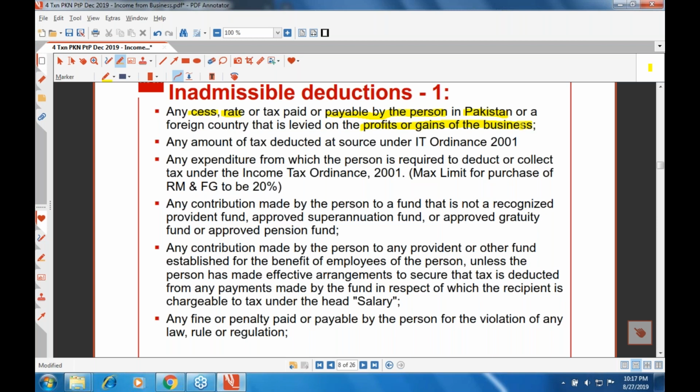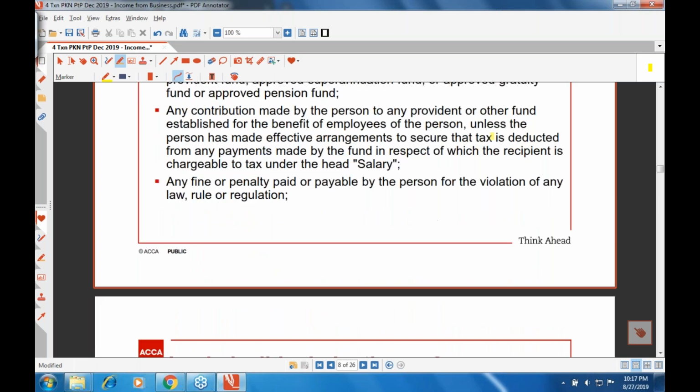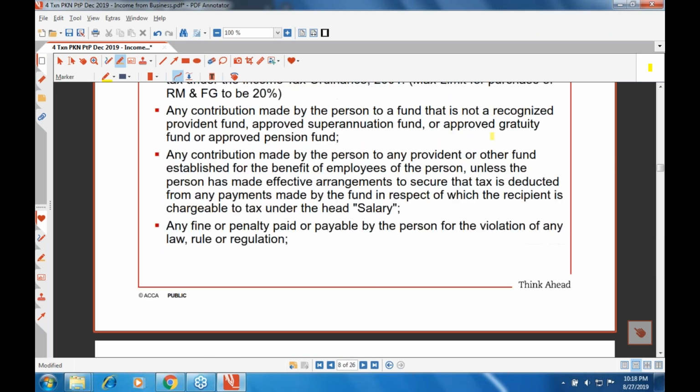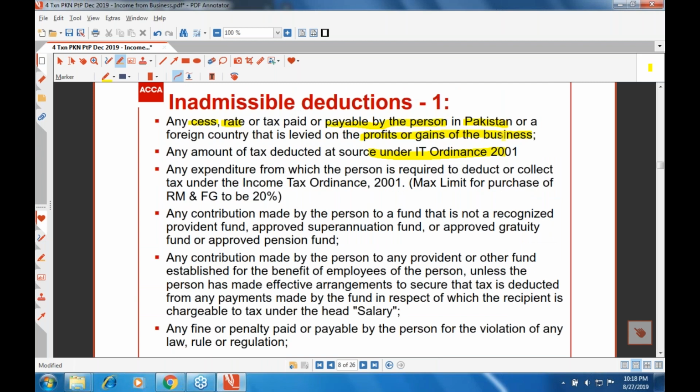Number two, any amount of tax deducted at source under the Income Tax Ordinance 2001. For example, if there is any deduction of tax from your receipts, you cannot claim that deduction as an expense. The income tax that has been deducted is actually adjusted against the tax liability and is not claimable as an expense.